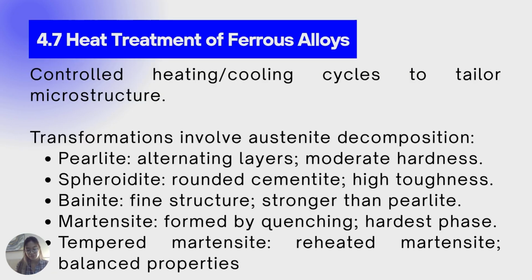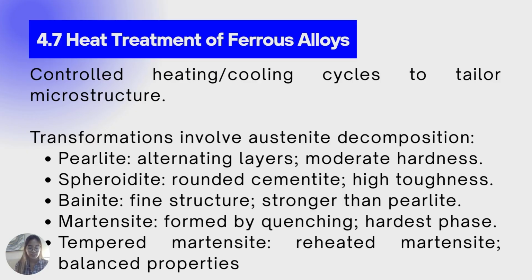Heat treatment is one of the most important processes used to modify the properties of ferrous alloys, mainly steels. The transformations in heat treatment are based on how austenite, which is a high-temperature phase of steel, decomposes into other structures as it cools. The key transformations are, first, pearlite. It is formed by slow cooling of austenite. It has alternating layers of ferrite and cementite, and this gives it a moderate hardness and strength, a good balance for structural uses.